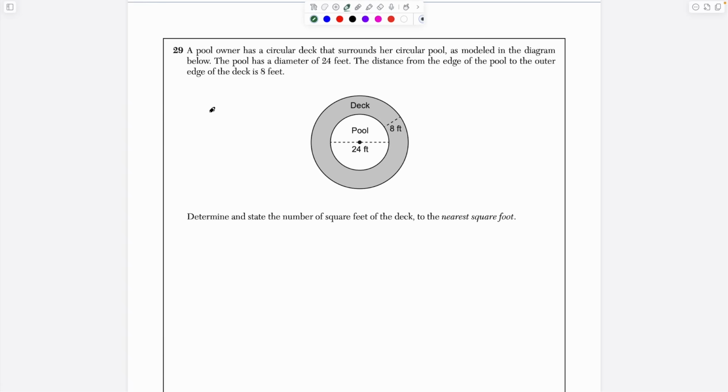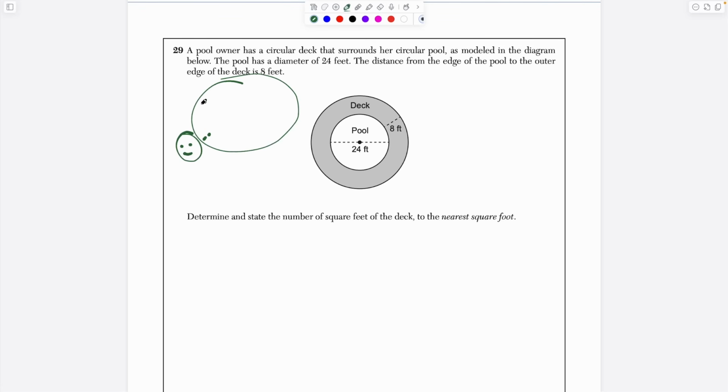Question 29. A pool owner has a circular deck that surrounds her circular pool as modeled in the diagram below. The pool has a diameter of 24 feet. The distance from the edge of the pool to the outer edge of the deck is 8 feet. And we have to determine and state the number of square feet of the deck to the nearest square foot. So for this one, there's a lot going on, but what we want to think about here is a simple way to approach finding the area of the shaded region.